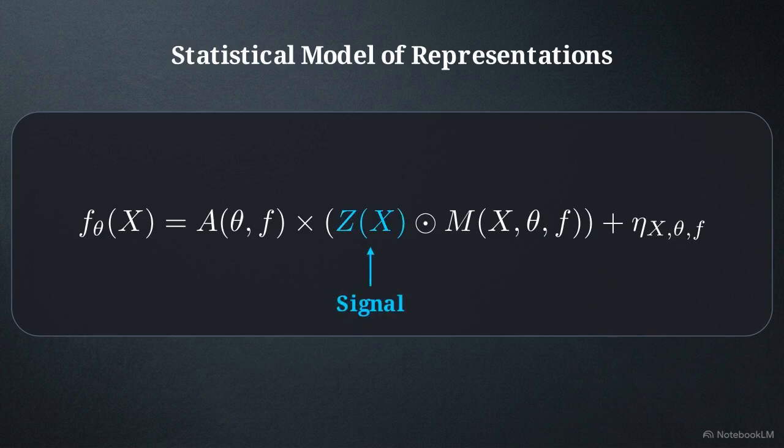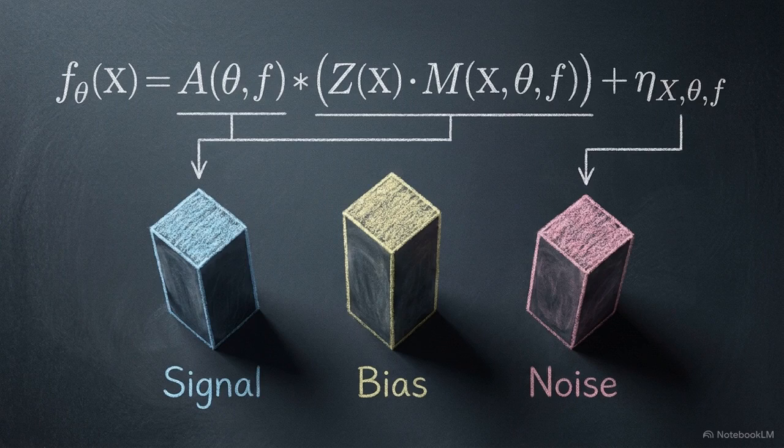The first component is the signal, the true Platonic ground truth. The second group represents bias, covering distortions inherent to architecture and training. The final variable is noise, which arises from limited training data. By isolating signal, bias, and noise, we can begin to reverse engineer the geometry of alignment.